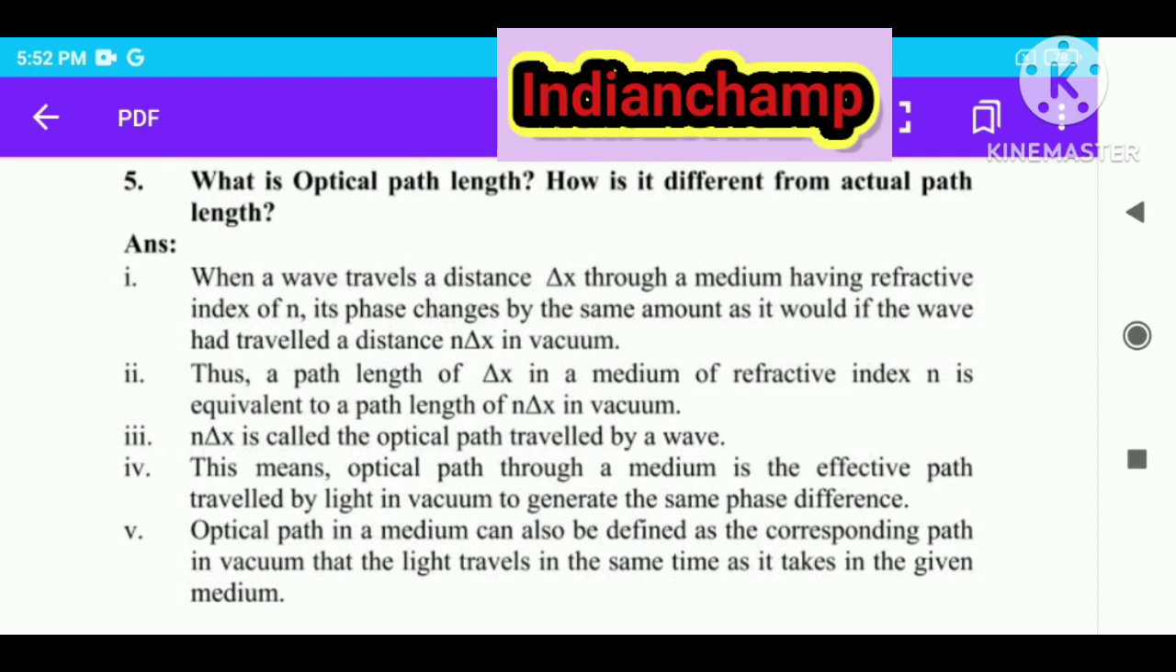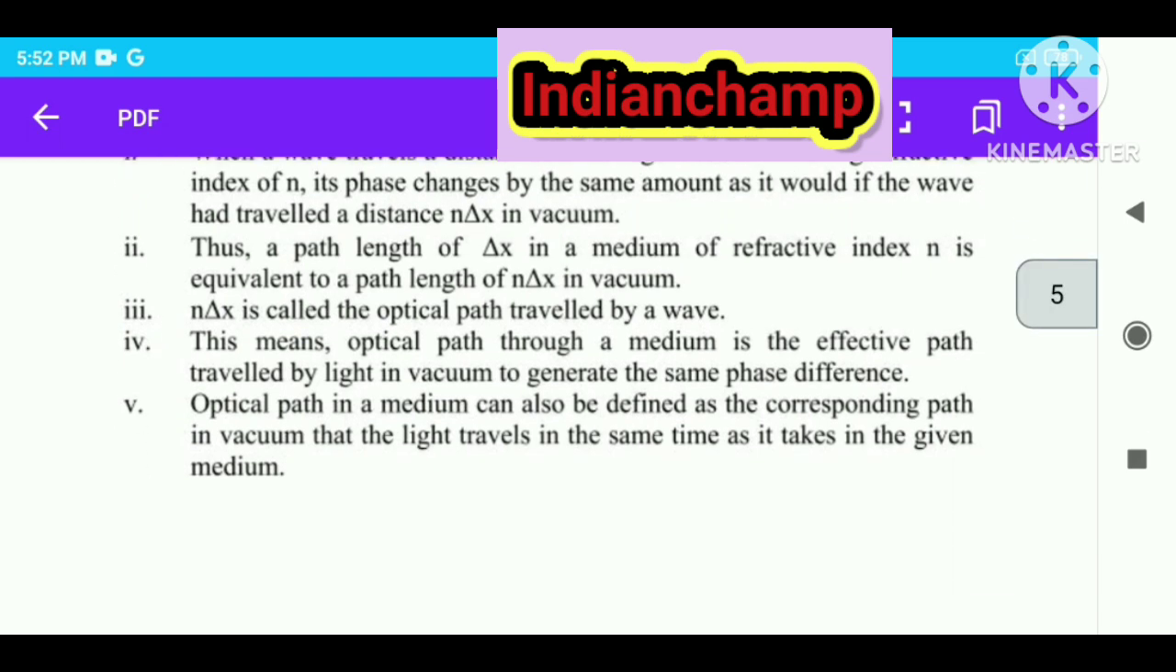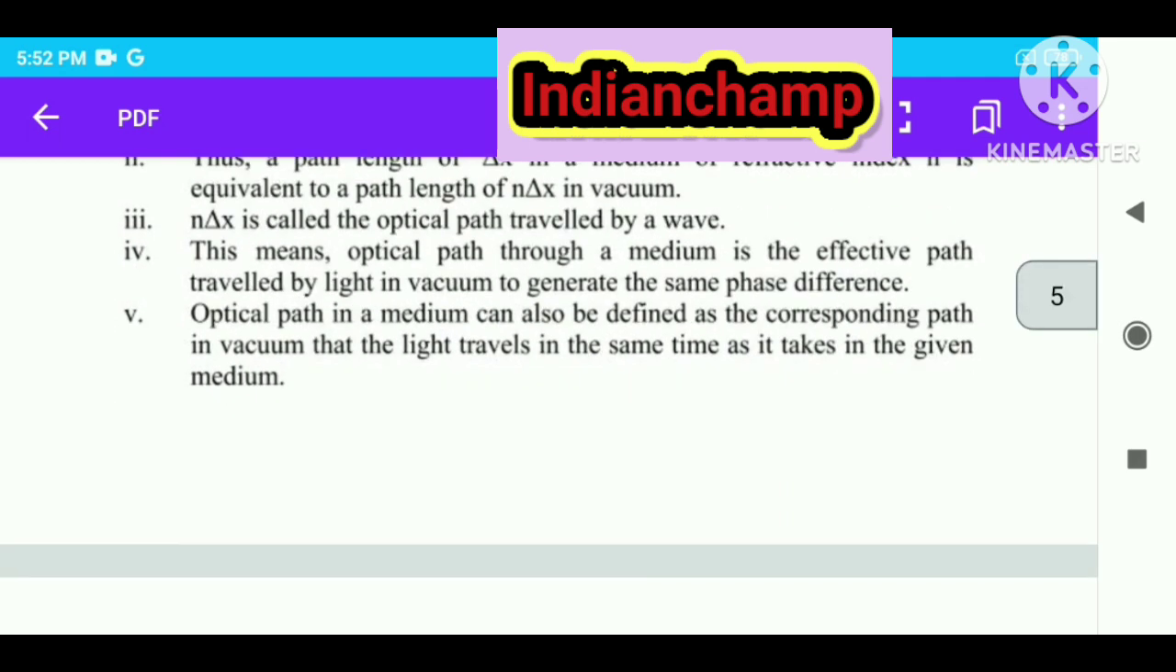Second, thus a path length of delta x in a medium of refractive index n is equivalent to a path length of n delta x in vacuum. Third, the n delta x is called the optical path traveled by a wave. Fourth, this means the optical path through a medium is the effective path traveled by light in vacuum such that they generate the same phase difference.